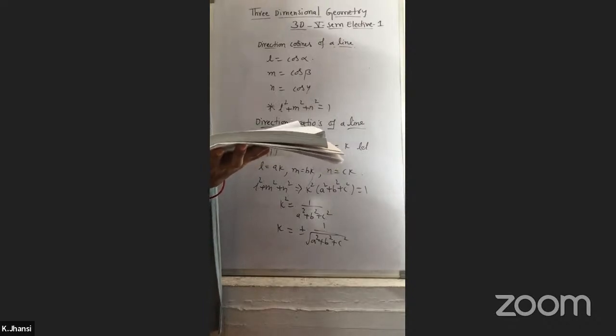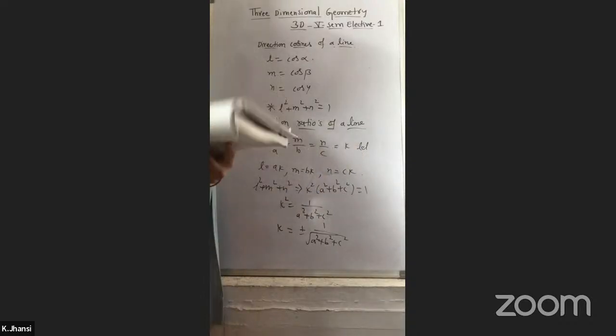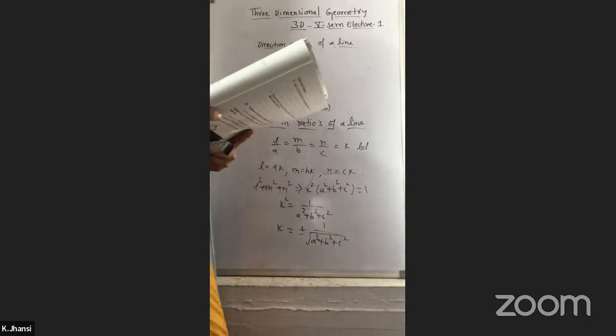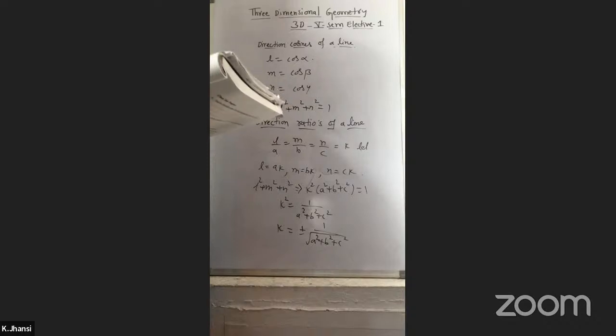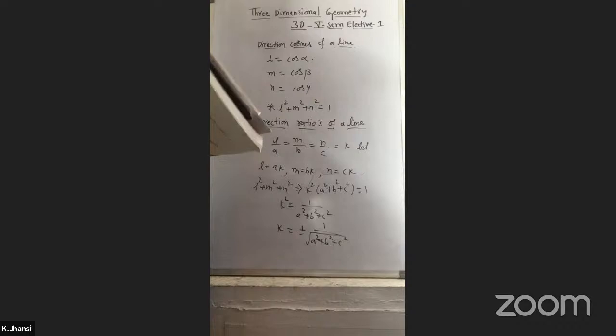Next, on page number 22 you have: find the direction cosines of the line joining the points. Two points are given. From that you have to find the direction cosines. From this concept only you will find. Okay. This is one of the 5 marks questions.